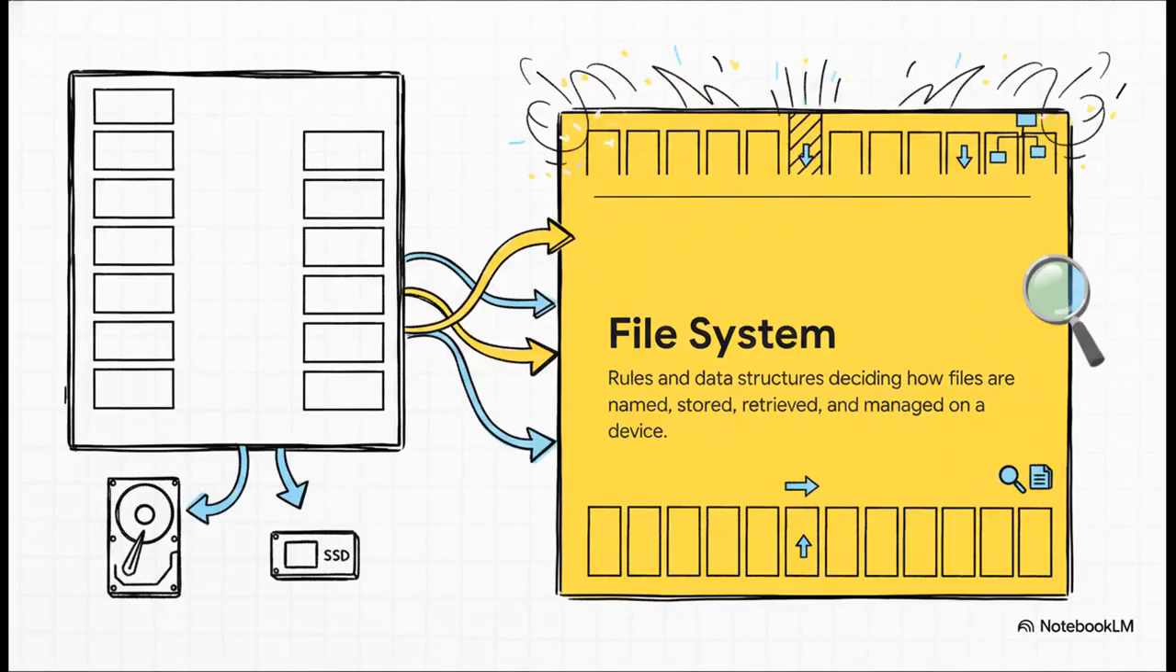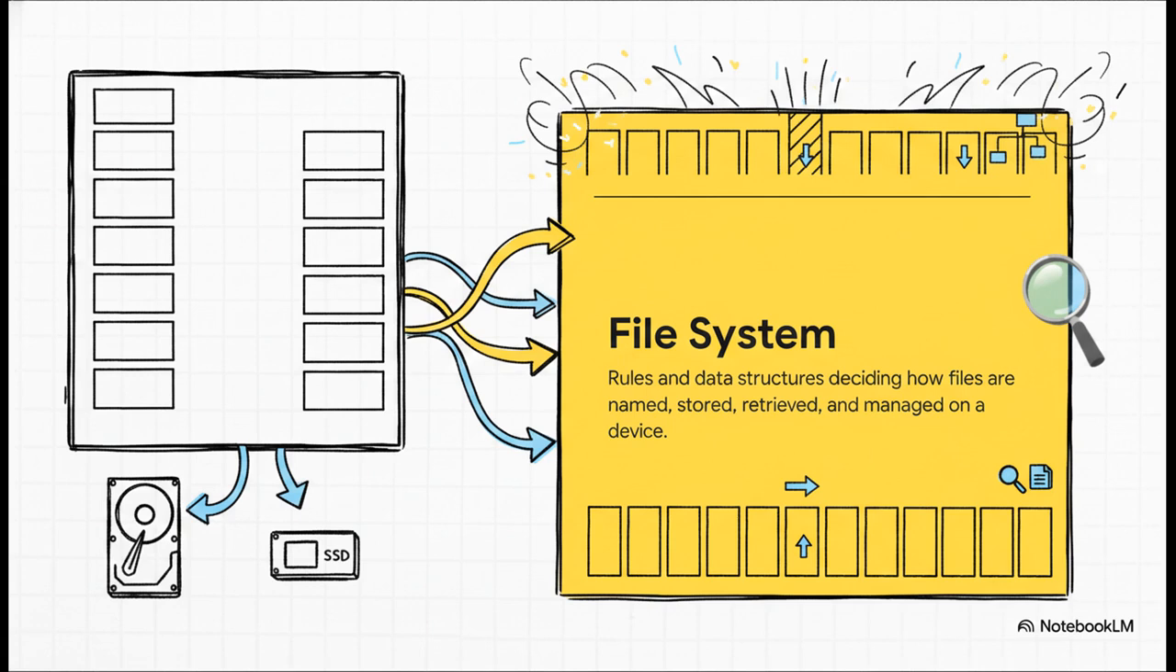That magic is handled by the file system. A great mental model for this is a massive, completely empty parking lot with thousands of spaces. Without a file system, that lot has absolutely zero organization. There are no signs, no painted lane markings, no numbering system. Your operating system would have no idea where any car or file is actually parked.